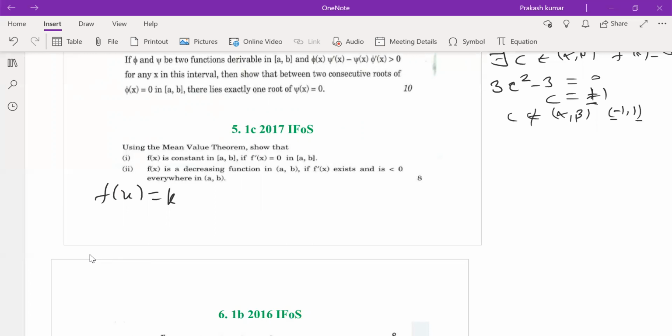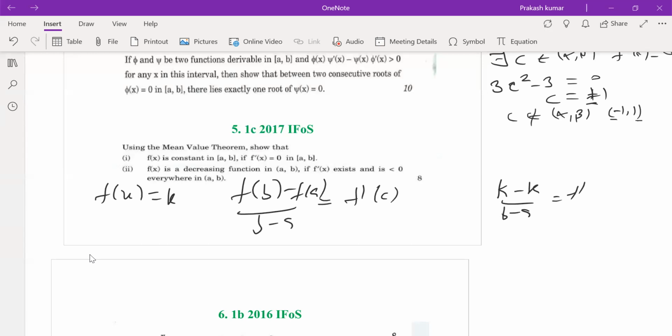Continuous and differentiable. Now using the condition (f(b) minus f(a)) upon (b minus a) is equal to f'(c), right? Now (k minus k) upon (b minus a) is equal to f'(c), that is 0 is equal to f'(c). So for all c between a and b you will get 0. You will always get 0.